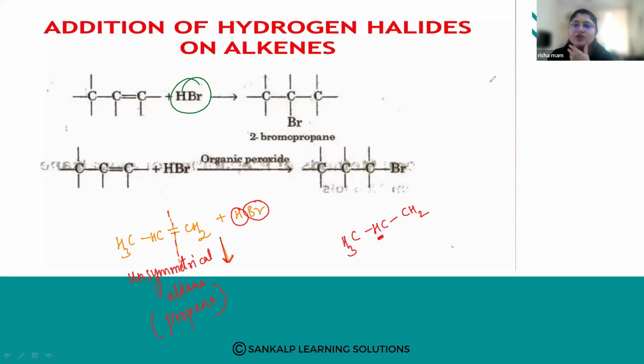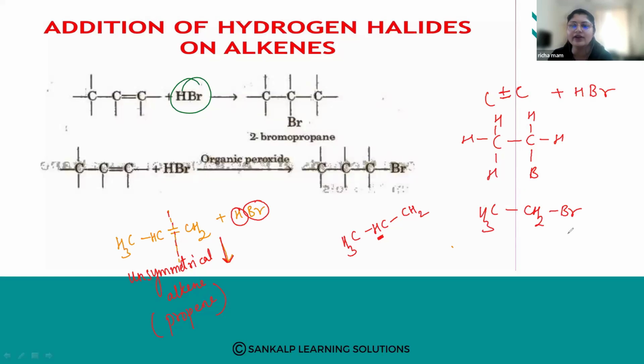Whenever I have a symmetrical alkene and HBr, I can break one bond and add anywhere. Like this: H, H, H. It means CH3, CH2, Br. It will result in ethyl bromide only.